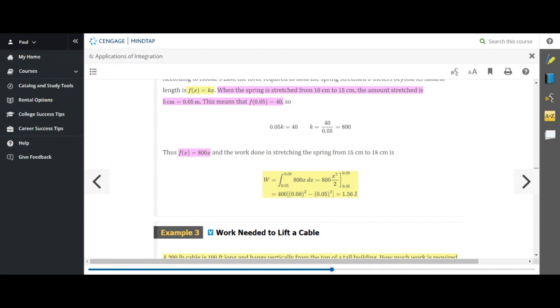The natural length was 10 centimeters, so 15 centimeters is 0.05 meters stretched beyond 10 centimeters, and 18 centimeters is 0.08 meters stretched beyond 10 centimeters. And so we work it out and get 1.56 joules. Are there any questions on the second example? Okay, let's do this third one here. Let's try to get this one in. Yes, Jonathan, question?